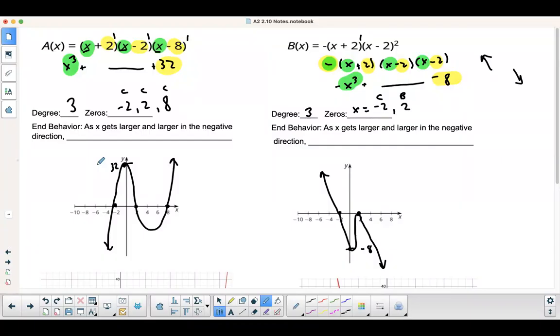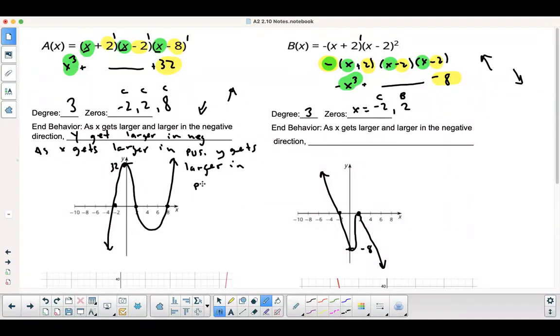Oh, you know what? On the last one, I didn't finish my end behavior. I guess I talked about it. I said up and down on the left. So as x gets larger and larger in the negative direction, I would just say y gets larger in the negative direction. And then I guess I would also have to say as x gets larger in the positive direction, y gets larger in the positive as well. As x gets larger and larger in the negative direction, I'm going left. Y gets larger in the positive.